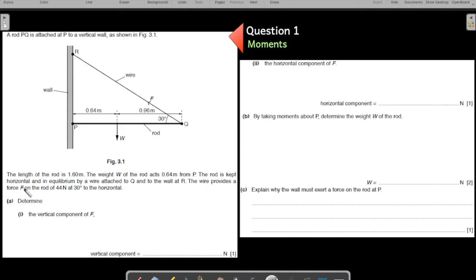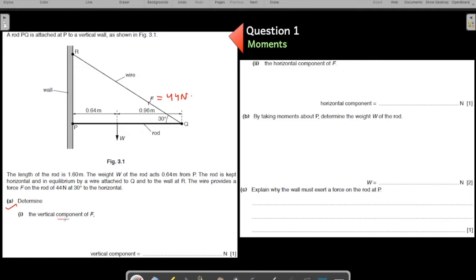The wire provides a force F on the rod of 44 newtons at 30 degrees to the horizontal. So there is a force F acting because of the wire at 30 degrees from the horizontal. So let us mention the data which is given in the question on the diagram itself because it is good practice. So F is what? 44 newtons.